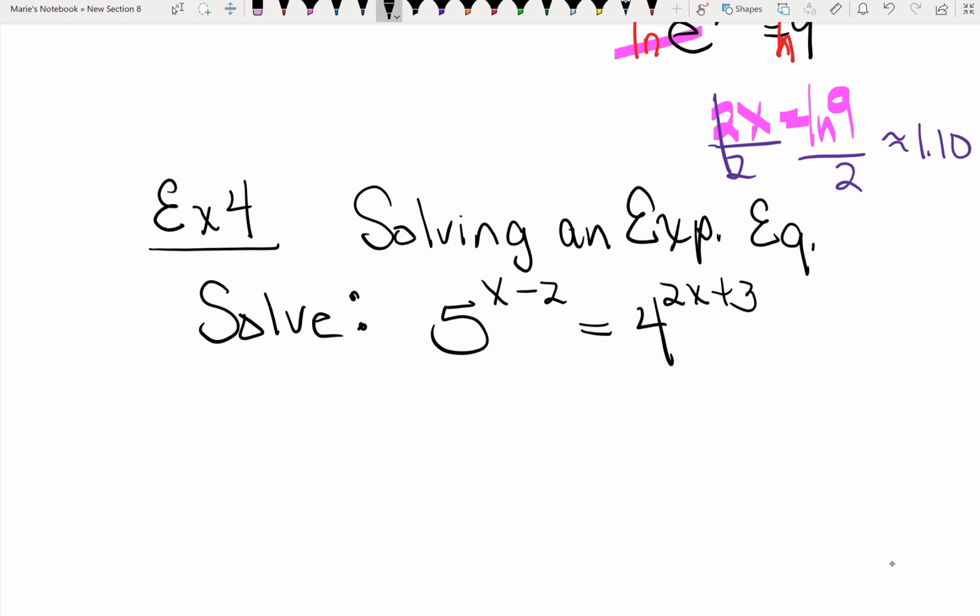We've got a problem here, folks, because we don't have the same base. We have a base 5 and a base 4, and there's no way to equate it, except if you take the natural log on both sides. So we'll do natural log on both sides. That's step 1. Once we do natural log on both sides, we are now going to use the power rule. So I'm going to write power rule to remind you.